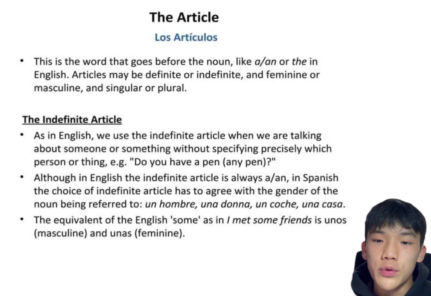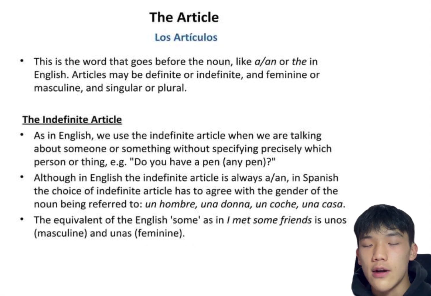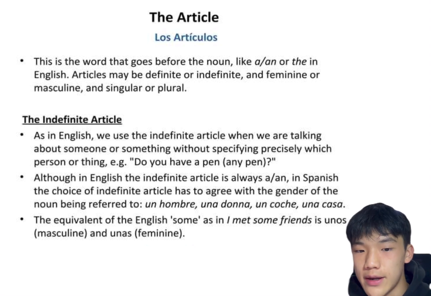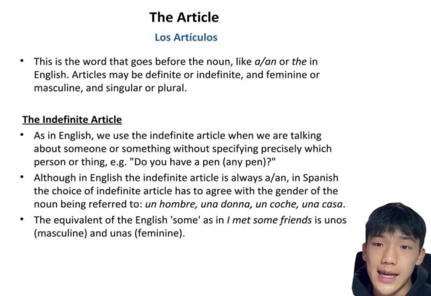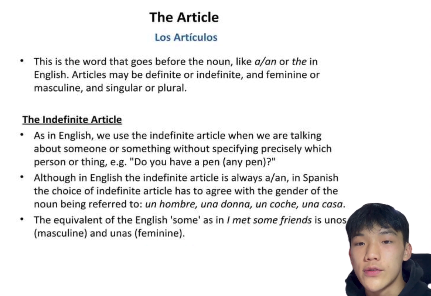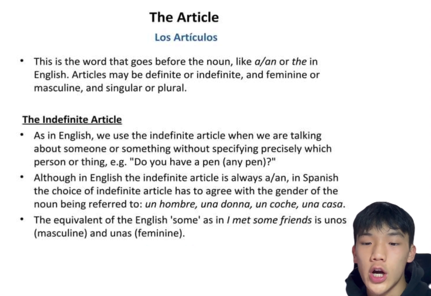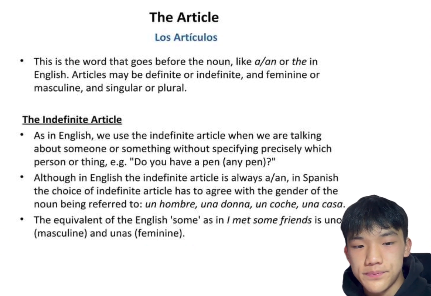In English, we will use the indefinite article when we are talking about someone or something without specifying precisely which person or thing. For example, do you have a pen, or any pen? In English, the indefinite article is always a or an, but in Spanish, the indefinite article has to agree with the gender of the noun that you're talking about. For example, un hombre, una mujer, un coche, una casa.